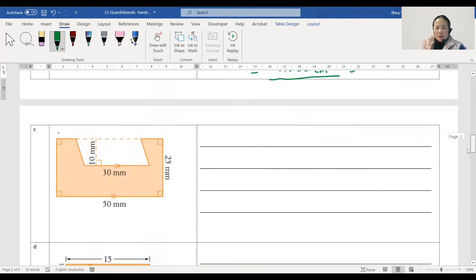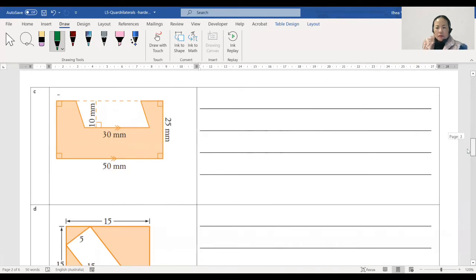Okay, let's have a look at part C. The first step is always we name them: which one is our A1 and which one is our A2. I'm going to call the bigger shape always A1, and the little shape, which is inside, A2. So that's really good.